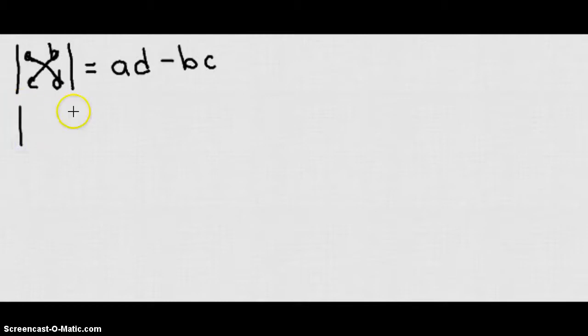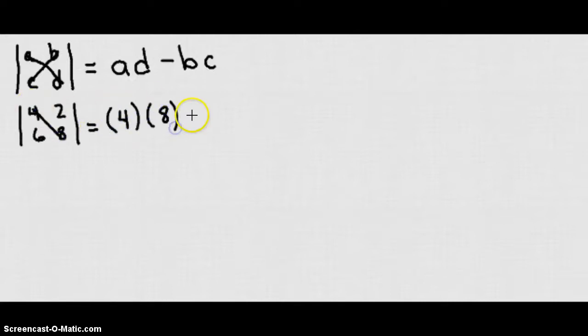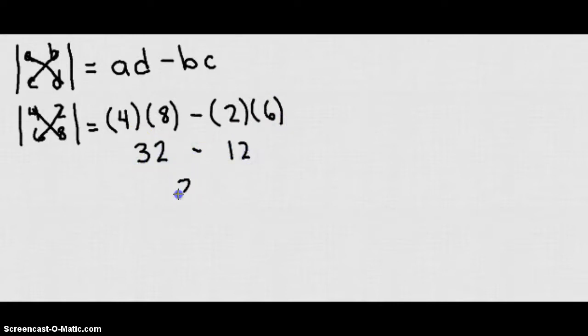So let's go ahead and look at an example of what that would look like if we had 4, 2, 6, and 8. In this case, we're going to take our first diagonal, 4 times 8, and we're going to subtract from that 2 times 6. We end up with 32 minus 12, which gives us a final answer, 20. So the value of that determinant is 20.